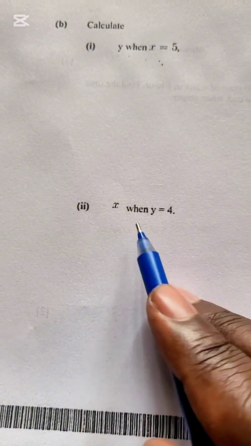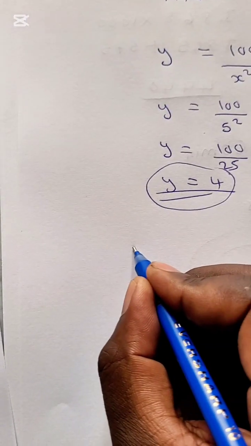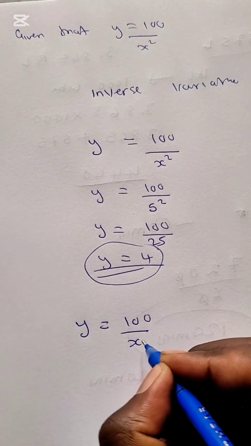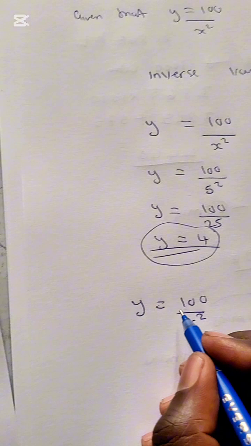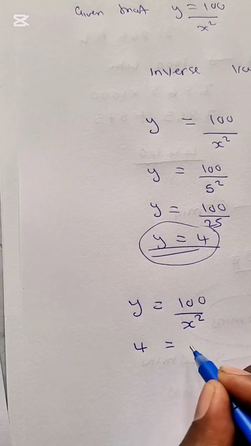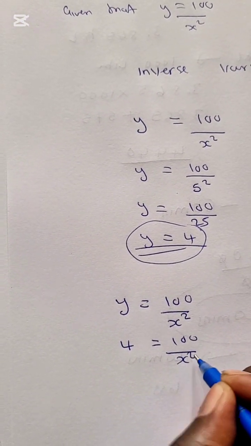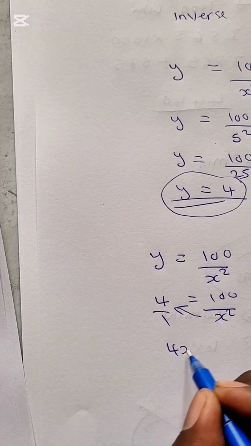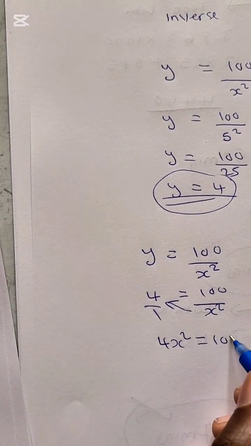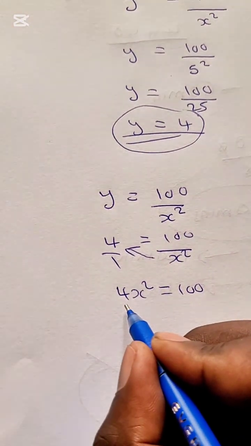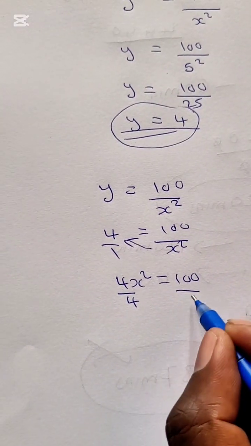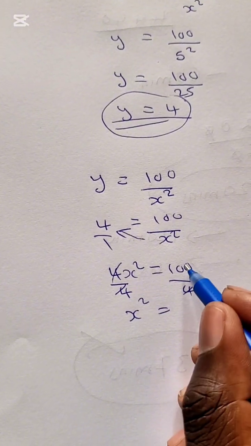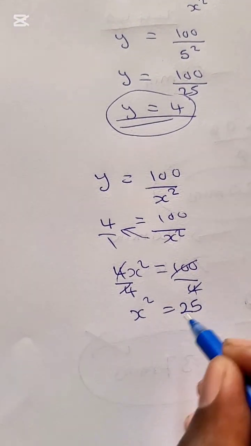Then we want to find the value of x when y is equal to 4. From our first equation, y is equal to 100 over x squared. So 4 is equal to 100 over x squared. Let's cross multiply here. We get 4x squared is equal to 100. We want to find the value of x, so we divide by 4 and by 4. That will be x squared is equal to 100 over 4, we get 25.